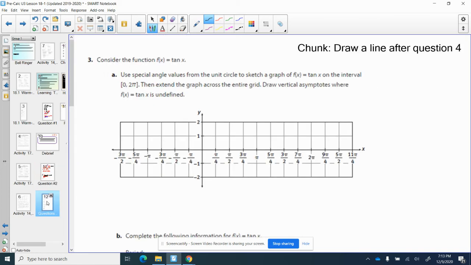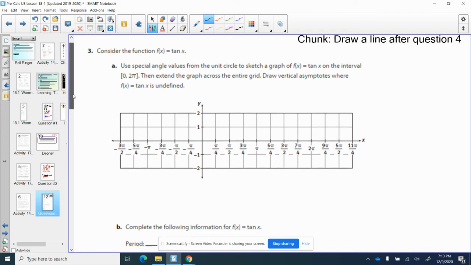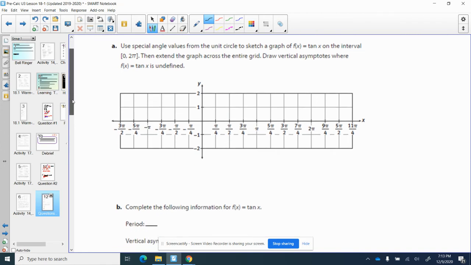Now with tangent, okay, if we calculate some values on our unit circle, if we think about tangent of 0, we are at 0. Tangent of pi over 4 is 1, okay? And then once we get to tangent of pi over 2, though, it's undefined.